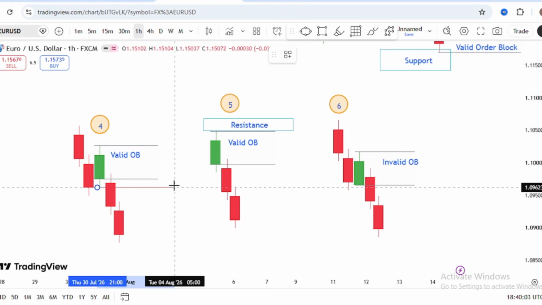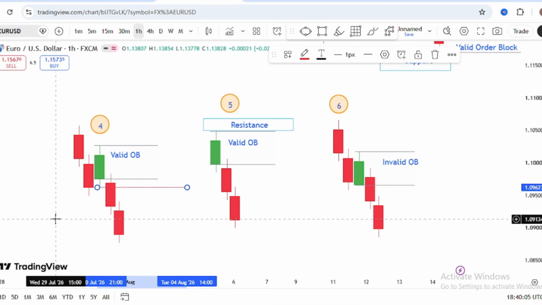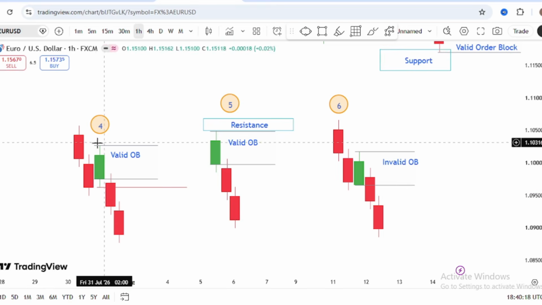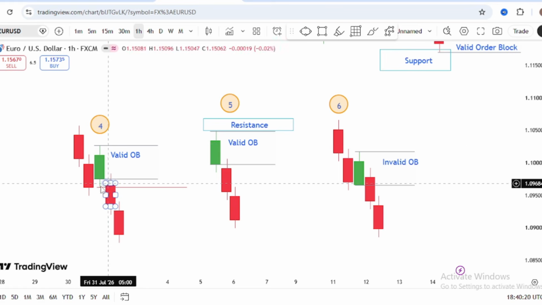So the low of the highest up close candle must be traded through. Here is the highest candle and the low has been traded through. Once price trades through it, it is validated.